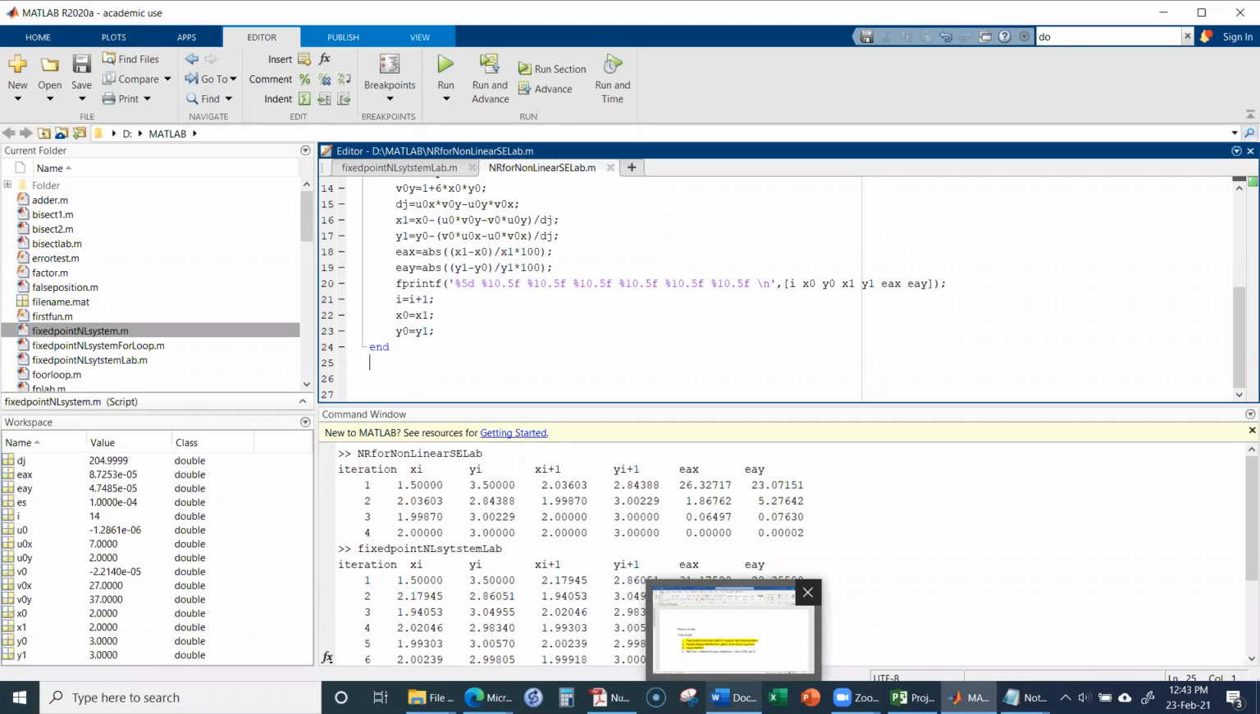Okay. So now we will do the third script, which I said we will do. That will be about the Muller method. Okay, give me 1 minute. I come back.